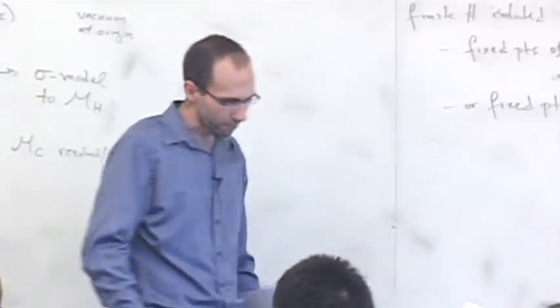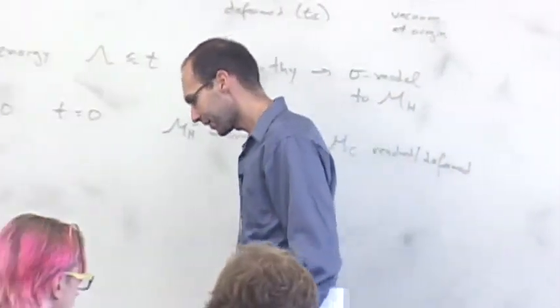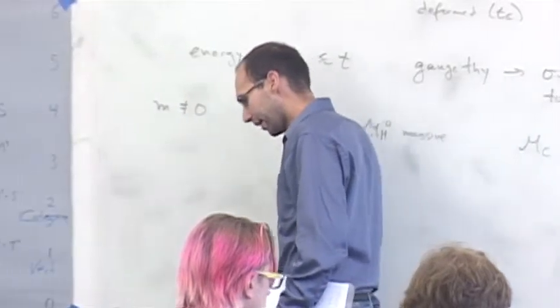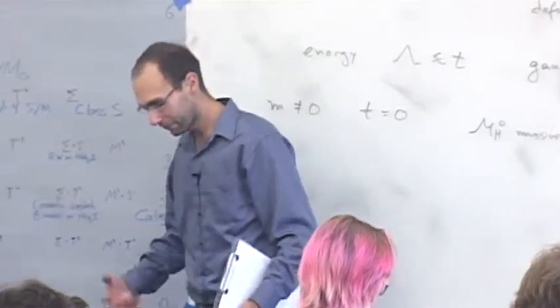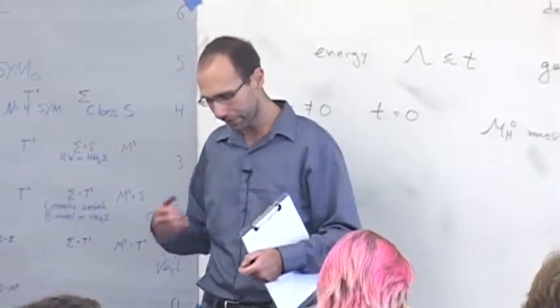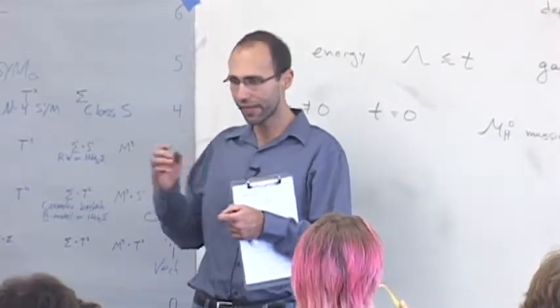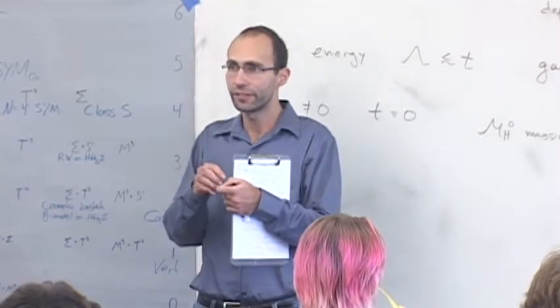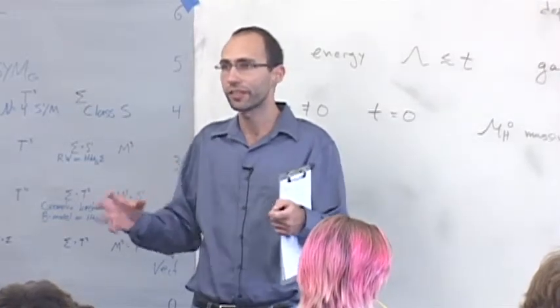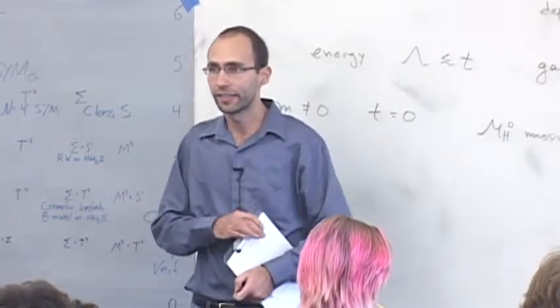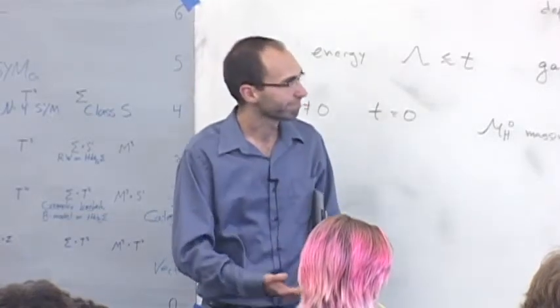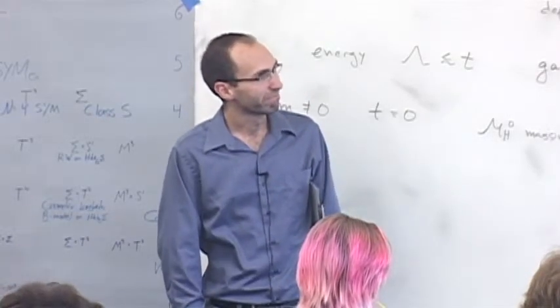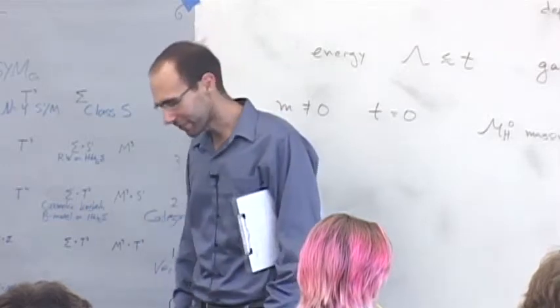Turning on masses and FIs in that setting describes two ways to introduce a scale into what was a scale invariant theory. They're deformations of a scale invariant theory that smooth out the singularity structure.